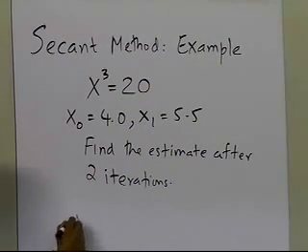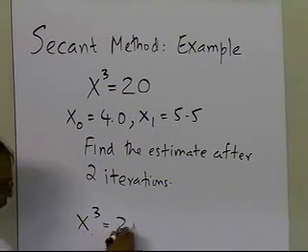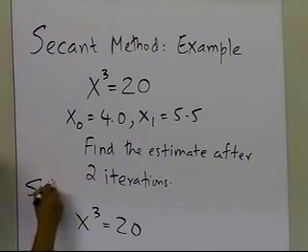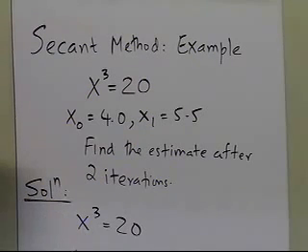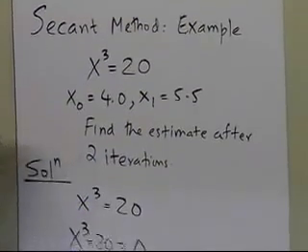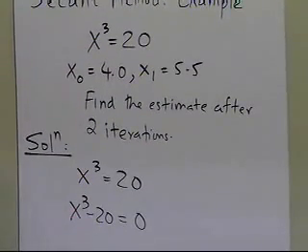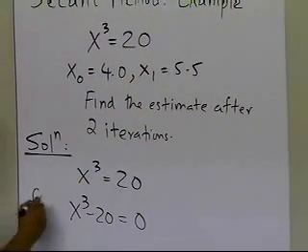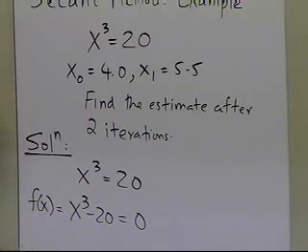The first thing which you have to understand is that x cube is equal to 20 is given to us. So this is the solution here. We have to rewrite it in the form x cube minus 20 is equal to 0. So that's the first thing which we have to do, because secant method, Newton-Raphson method, bisection method, most of the methods to solve nonlinear equations do require you to write down the equation in the f of x equal to 0 form. There are a few methods which require you to write it in a different form, but most of them are in the form of f of x equal to 0.